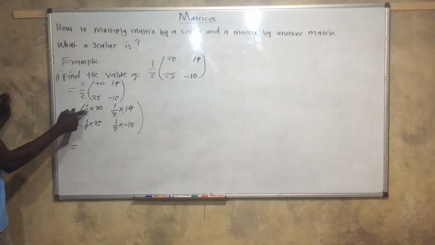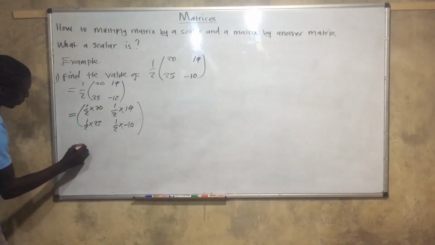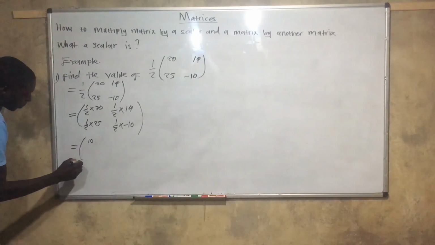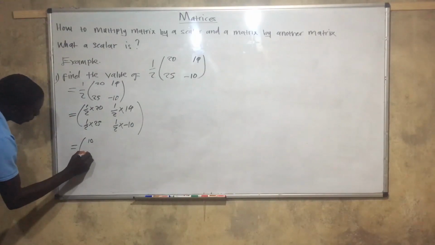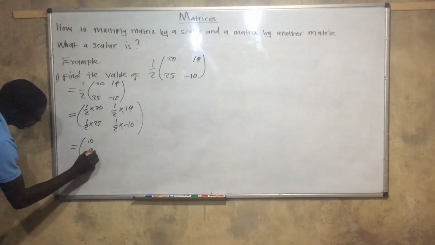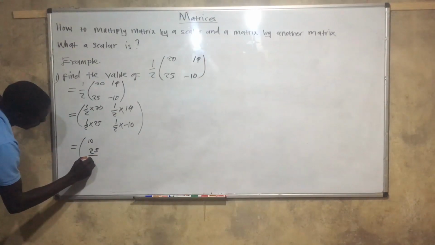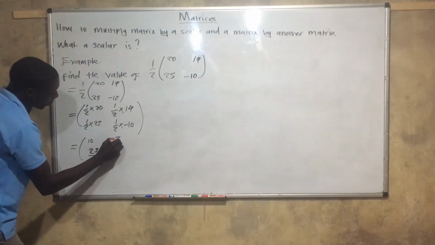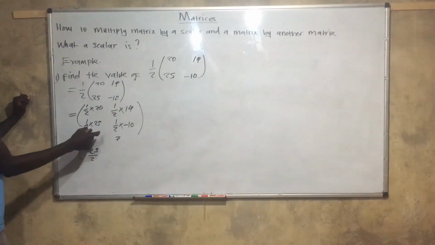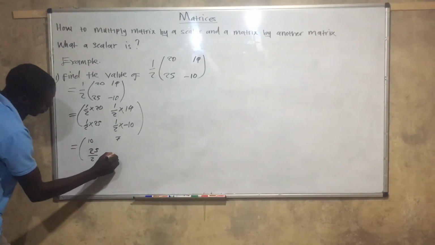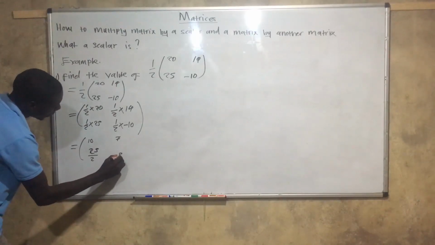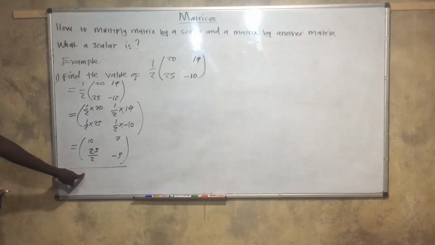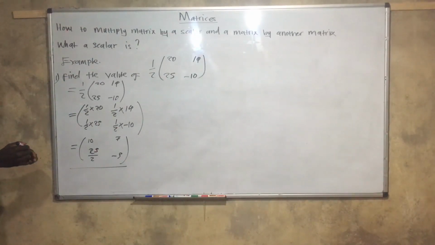This will give us half multiplied by 20, it will be 10. Then half multiplied by 25, it will be 25/2. Then half multiplied by 14, it will be 7. Then half multiplied by -10, it will be -5. It means we have multiplied a scalar by a matrix.